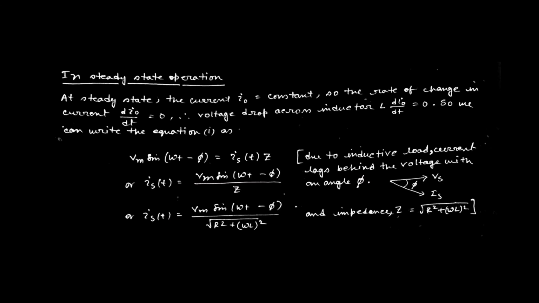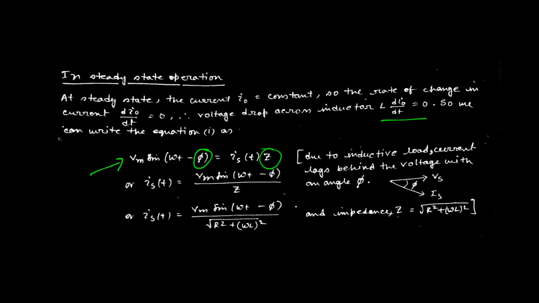First, for steady state operation. In the steady state operation, the current i0 is constant, so the rate of change of current, di/dt, should be 0. That means the voltage drop across the inductor is considered 0. So we can write the equation under steady state operation: Vm sin(omega t minus phi) should be equal to i_ST times Z. Why do the terms phi and Z appear? Because we are using an RL load.